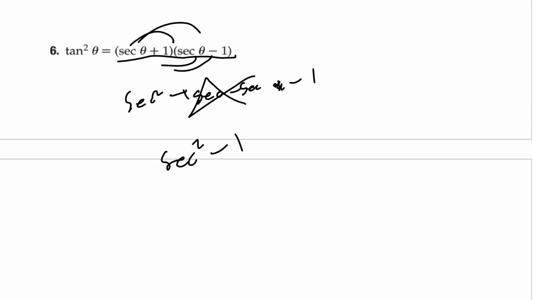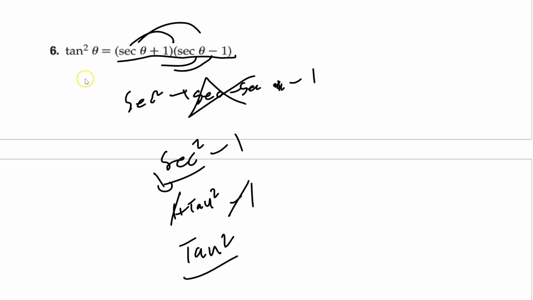Now again, if you have the formulas memorized, you're like, wait, secant squared is the same as saying 1 plus tan squared, minus 1. So these cancel, and you just get tan squared, which is what I wanted.